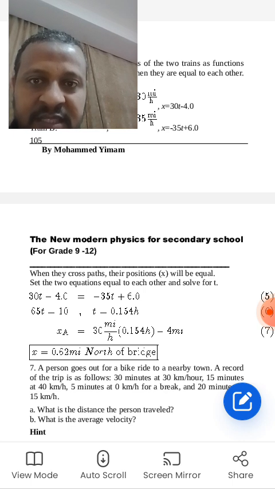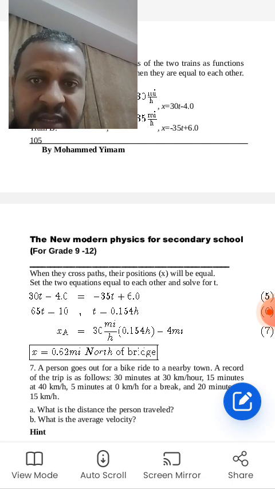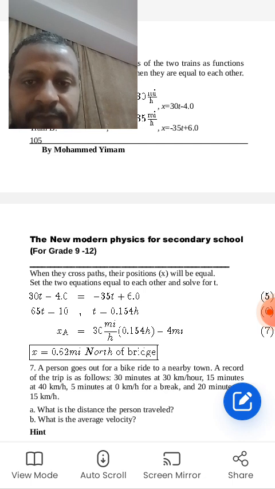Now let's see the equations. When they cross paths, their position x will be equal. Set the two equations equal to each other and solve for t. 30 times t minus 4.0 is equal to minus 35 times t plus 6.0. 65t minus 10 is zero, so time is 0.154 hour. Xa is equal to 30 miles per hour times 0.154 hour minus 4 miles. So x is equal to 0.62 miles north of the bridge.